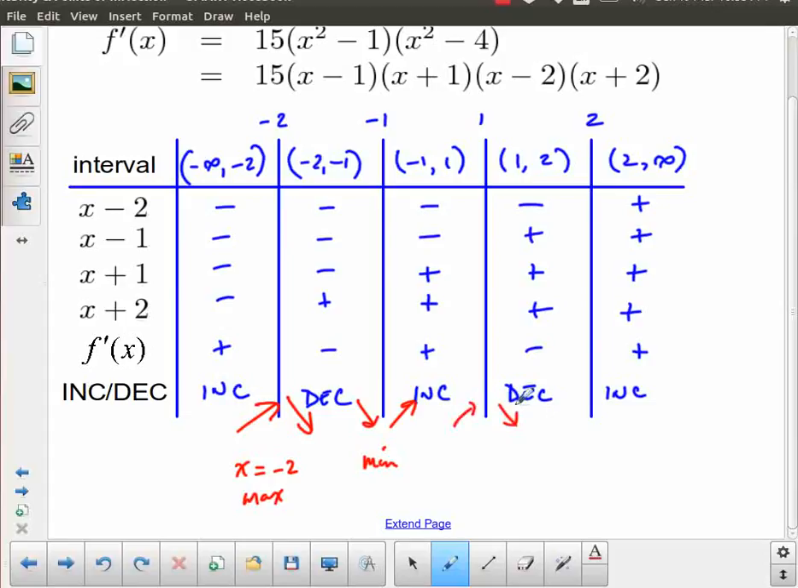Increasing then decreasing, I have a maximum. And here, decreasing to increasing means I have a minimum. So this is a minimum at -1, a maximum at 1, a minimum at 2. So this is the first derivative test, where I look at changes between increasing and decreasing based on the first derivative to classify my critical values.